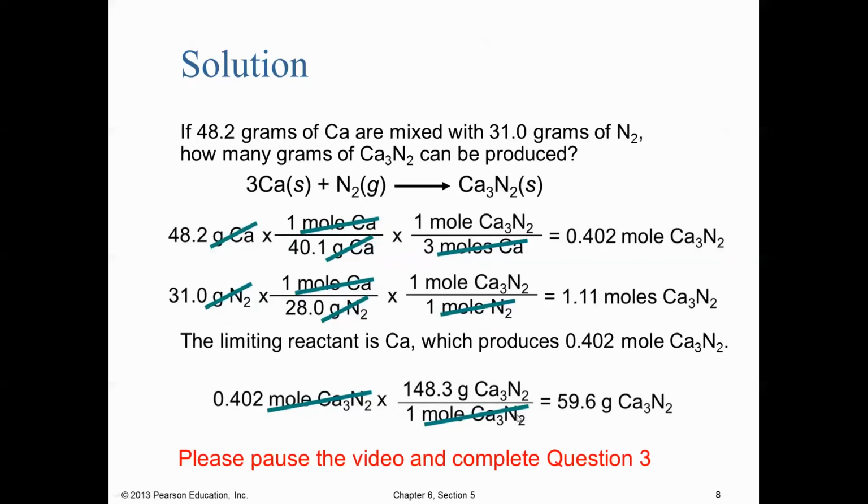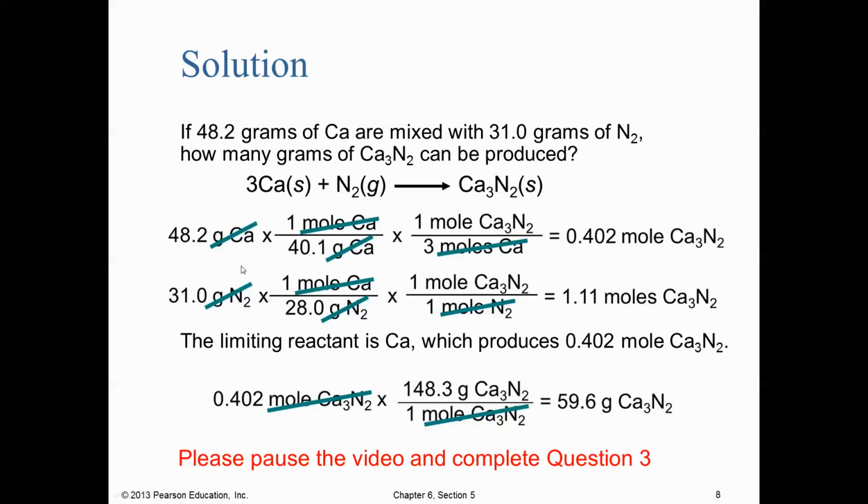Let's take a look at another example problem. If 48.2 grams of calcium are mixed with 31.0 grams of N2, how many grams of calcium nitride can be produced? So here's our balanced equation. And again, on exams, you'll be balancing your own equations. But we're going to take our grams of Ca, use our molar mass and our balanced equation to determine that we are going to have 0.402 moles of calcium nitride being formed by that amount of calcium.